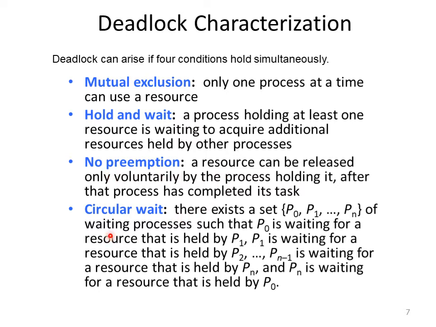The last characteristic is circular wait. So if there are n number of processes, P0 to Pn, each one is waiting for another process to release the resource. Like P0 is waiting for a resource that is held by P1. P1 is waiting for a resource that is held by P2. Like this, Pn is waiting for a resource that is held by P0. So each of the processes is waiting for a resource that is held by its next process. So they are in a circular wait.